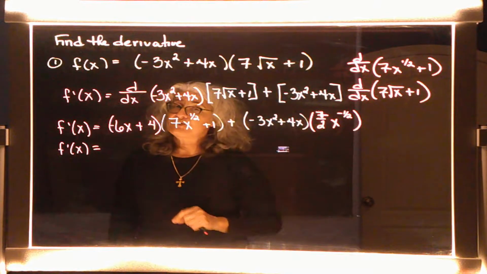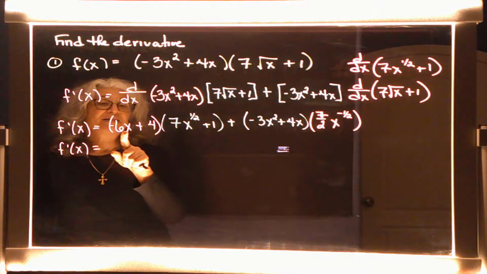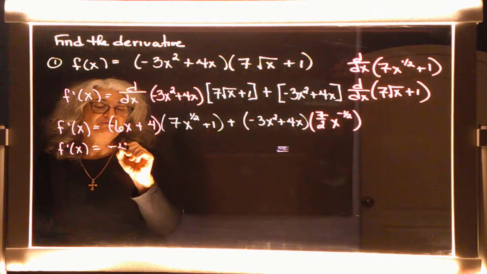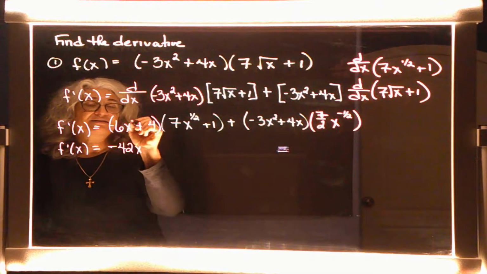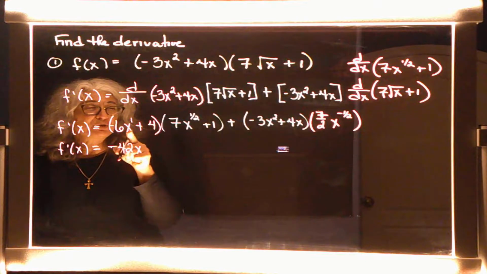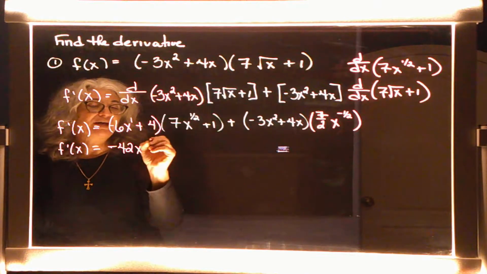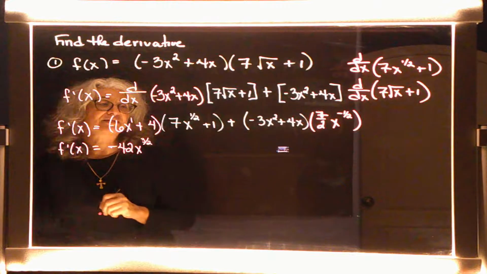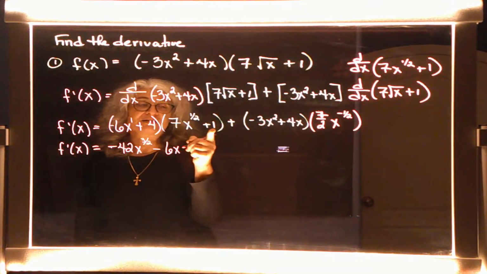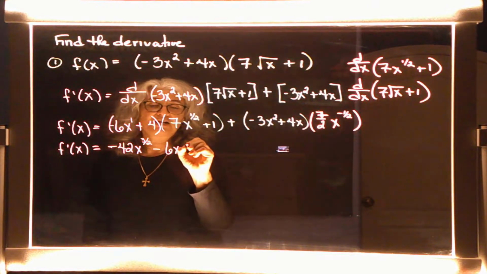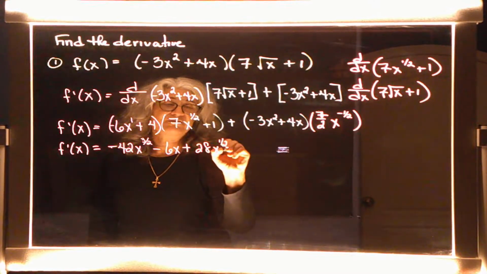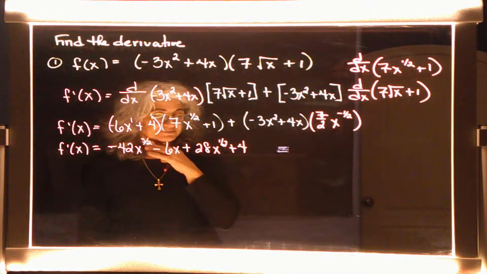And now we have a distribution to do. So, negative 6x times the 7x to the 1/2. Good. You get negative 42x. So this is the power of 1. This is the power of 1/2. What do you do when you multiply these x's? Yeah, you add the exponents, which is why that's a 3/2, isn't it? Minus 6x, because I times it by the 1, plus 28x to the 1/2, and plus 4. Agreed?